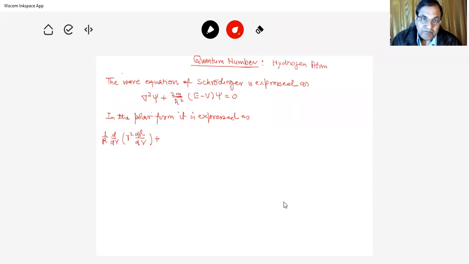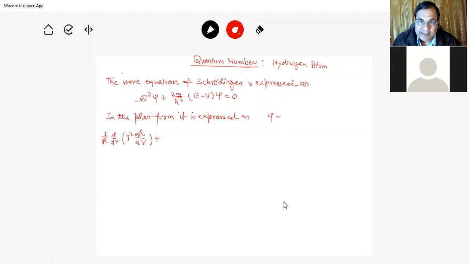So you see the Schrodinger equation is here: del square psi plus 2m upon h cross square (E minus V) psi is equal to 0. This is the Laplace operator, and the Laplace operator in the form of polar coordinates, by considering psi as R Q F. R is radial, Q is polar, phi is azimuthal.